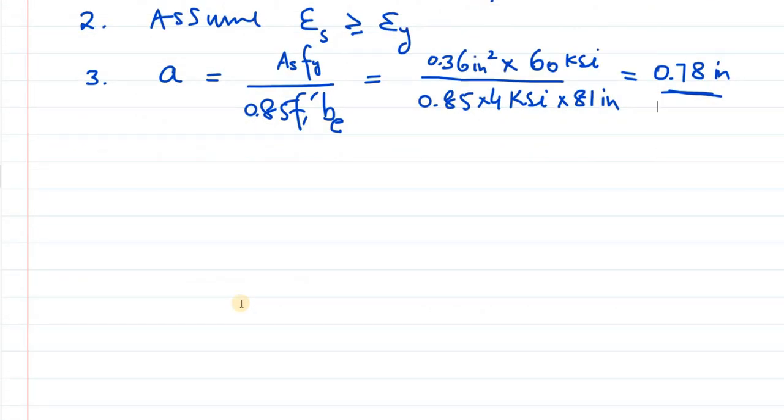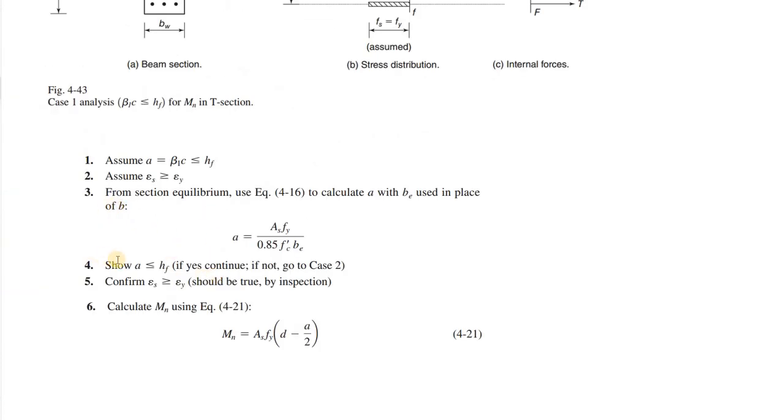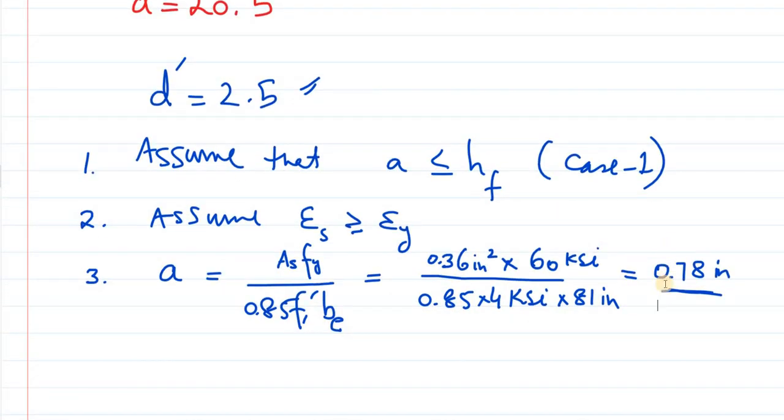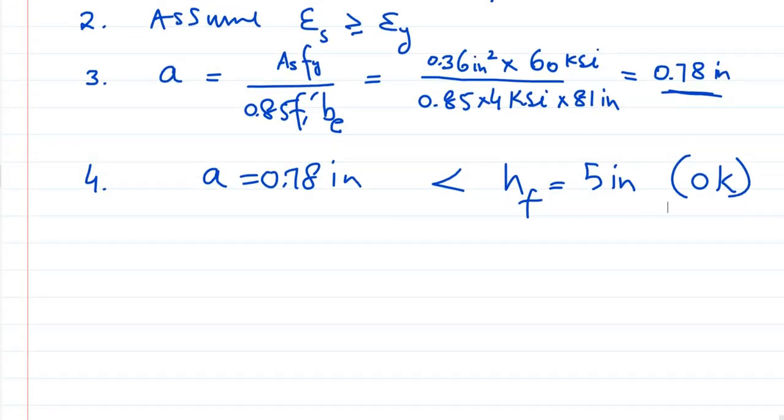Based on this, the fourth step is to check your assumption from the first step. Your a value is 0.78 and hf was 5 inch. So a is definitely much lesser than hf, so this assumption is really true. We have come to know that a equal to 0.78 inch is lesser than hf, which is 5 inch. So this assumption is okay, and you can proceed for calculating epsilon s.